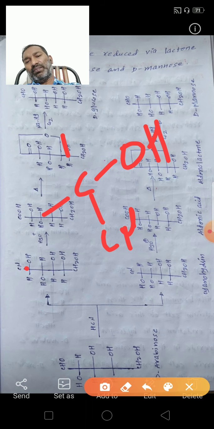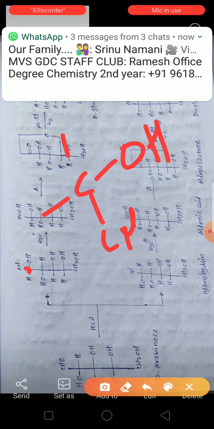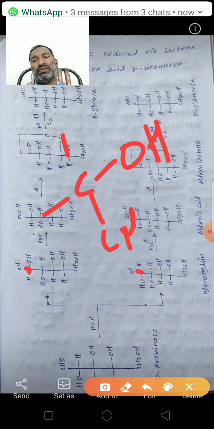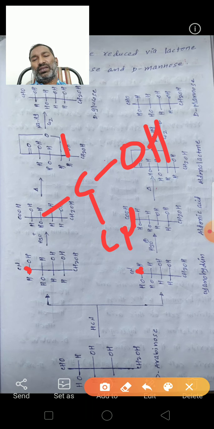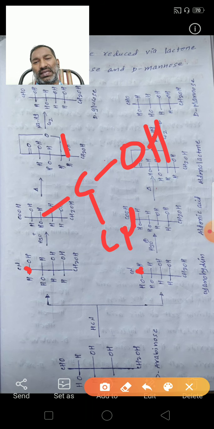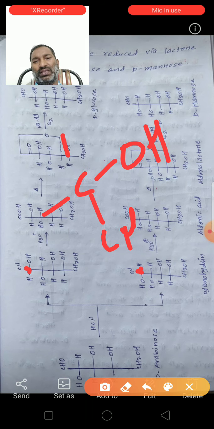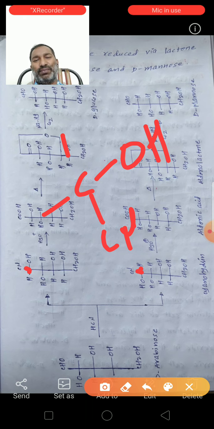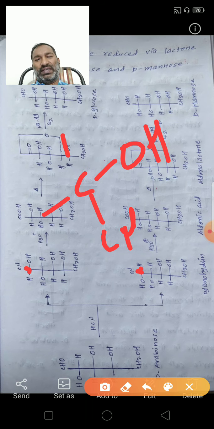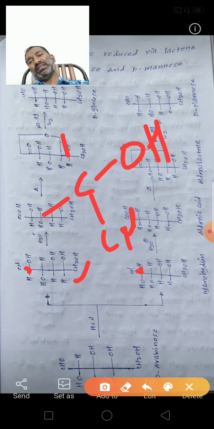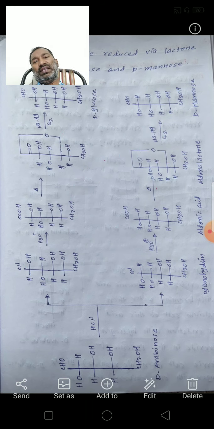In this compound, the second carbon OH is on the right side. In the other compound, the second carbon OH is on the left side. So both are diastereomeric cyanohydrins. Both are diastereomers. Two isomers will form when D-arabinose reacts with hydrogen cyanide: in one the OH is right, in the other the OH is left.